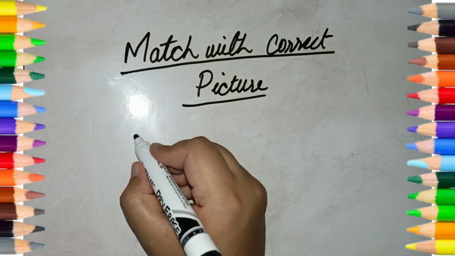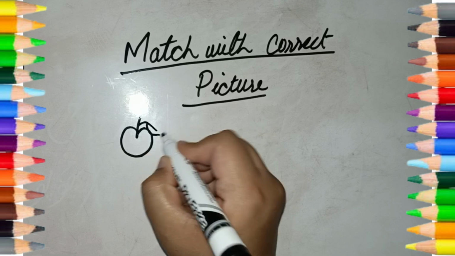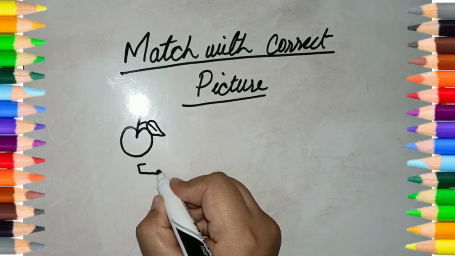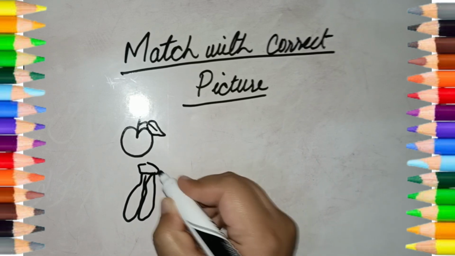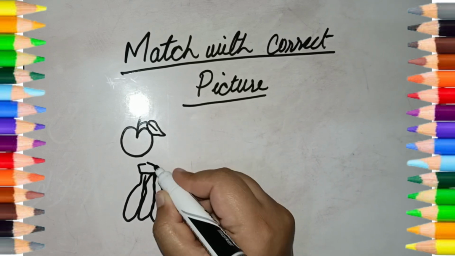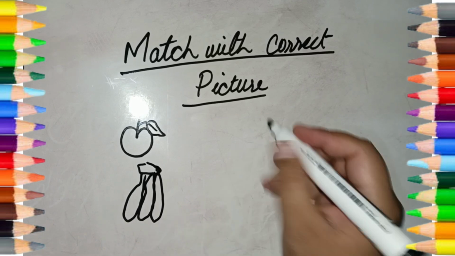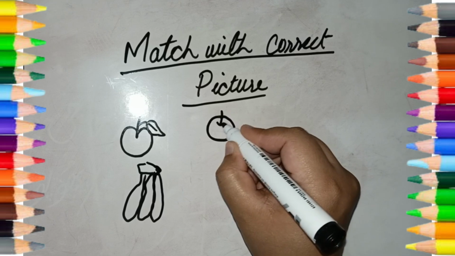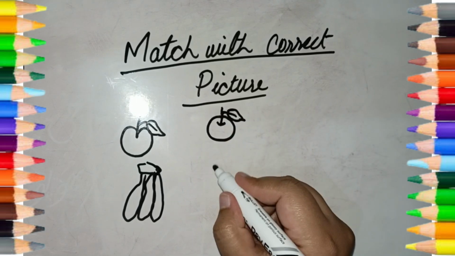So tell me, what is this? Apple. An apple. Okay, let's tell me, what is this? Banana. Yeah, these are bananas. Okay, now tell me, which picture is this? Blueberry. No, it's not blueberry, it's an orange.